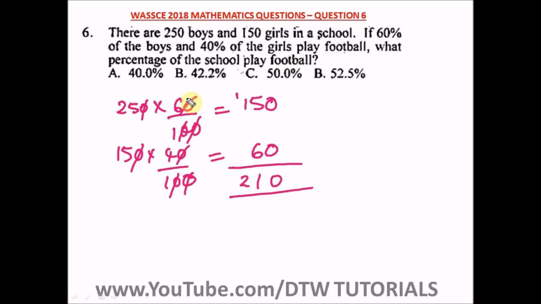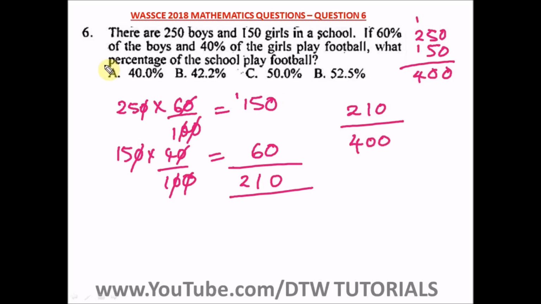To get the percent, it will be 210 divided by the total number of students in the school. That is the total number of students that played football divided by the total number of students in the school. The total number of students in the school is 250 plus 150. That gives us 0, carry 1. 1 plus 2 plus 1 gives us a 4. So the total number of students is 400. We are told to look for the percent, times 100.